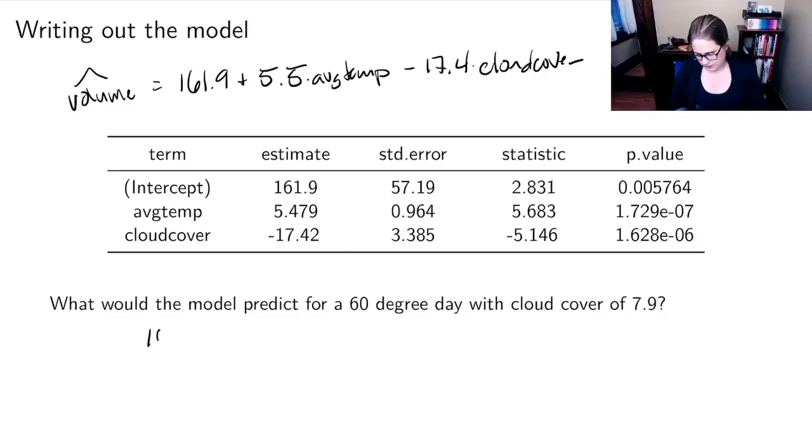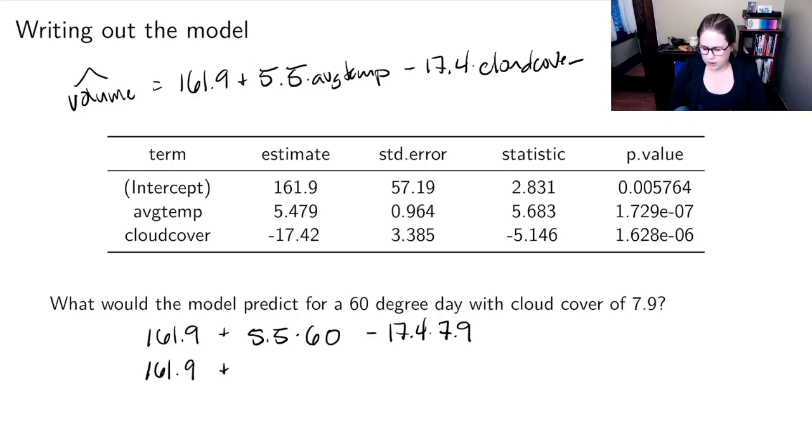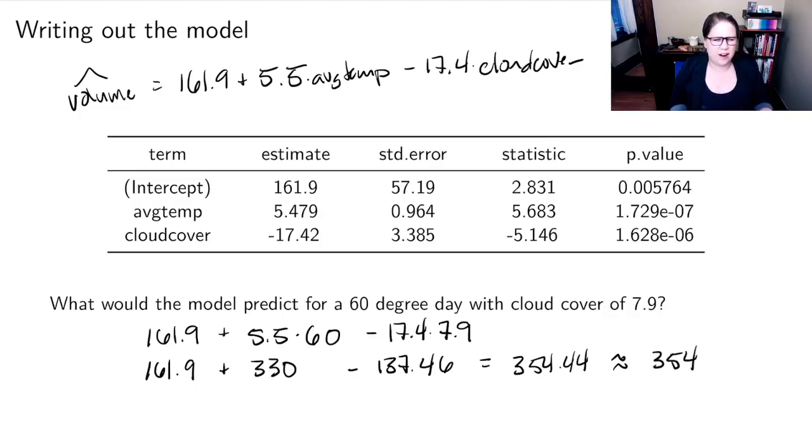So let's plug in 161.9 plus 5.5 times 60 minus 17.4 times 7.9. So that's 161.9 plus 330 minus 137.46, or 354.44. And I'm just going to round to 354 because we can't have a partial person. So we would predict that there would be 354 people out on the rail trail on that day. That would be my predicted value.